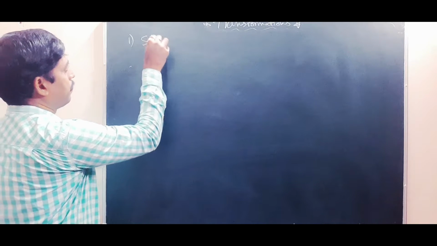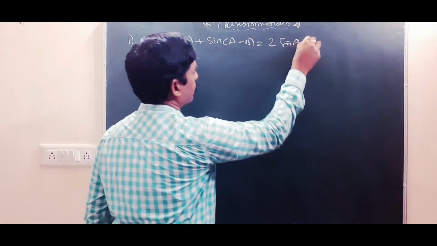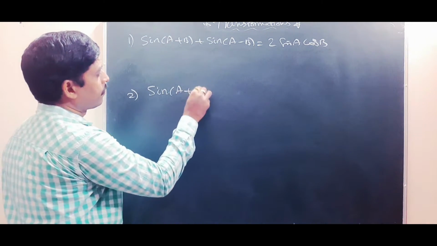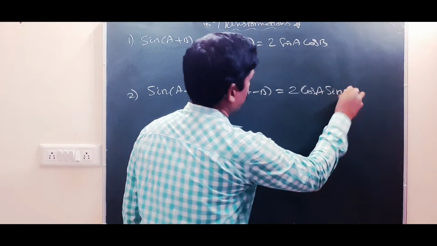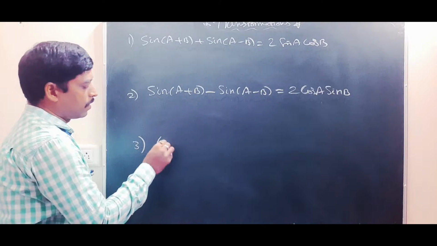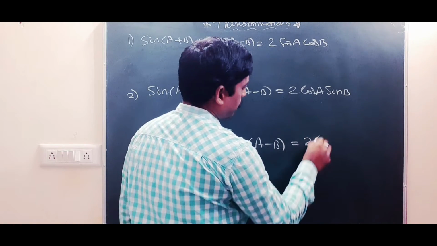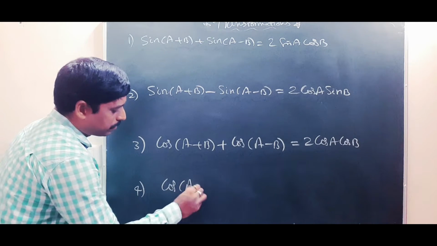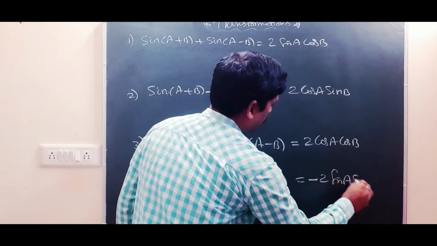Okay, we have got 4 formulae. Sin(A+B) + sin(A-B) = 2 sin A cos B. And sin(A+B) - sin(A-B) is going to be 2 cos A sin B. Okay, cos(A+B) + cos(A-B), we have got 2 cos A cos B. Okay, the fourth one, cos(A+B) - cos(A-B), we have got minus 2 sin A sin B.